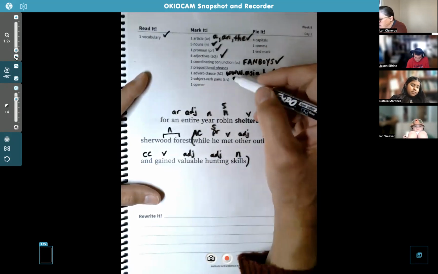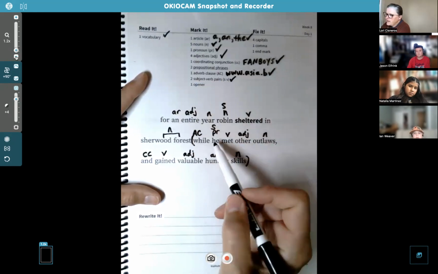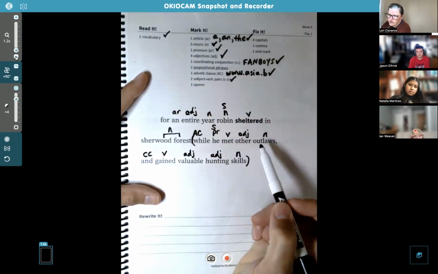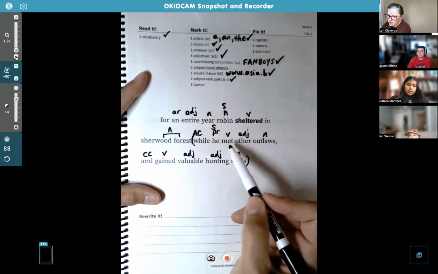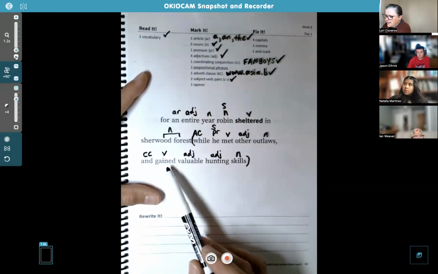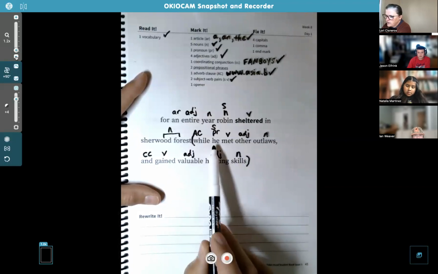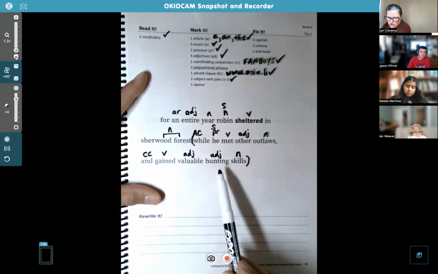Wouldn't it be the other outlaws? The subject? Because he's the one that met them, right? He met the other outlaws. So the other outlaws is not the subject. You ask yourself, like, who met? He met them. And for the other verb, when it says and gained valuable hunting skills, it wasn't the other outlaws that gained the skills. It was he. He met them and he gained skills. Does that make sense, Ian?